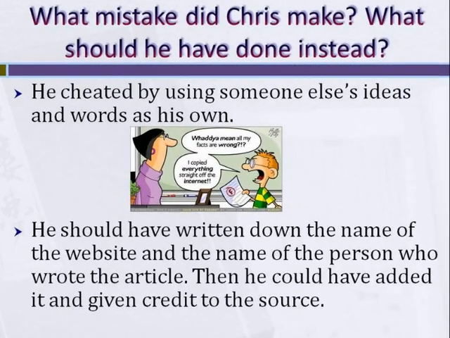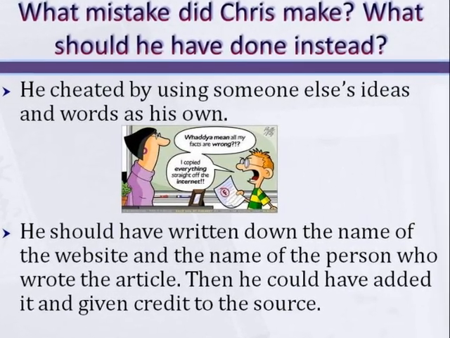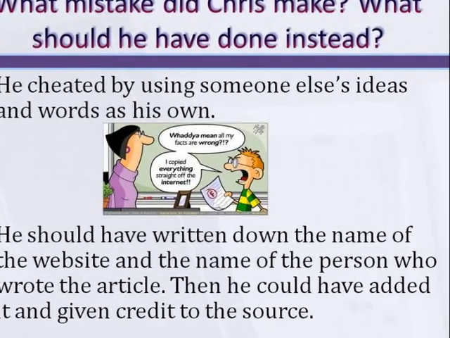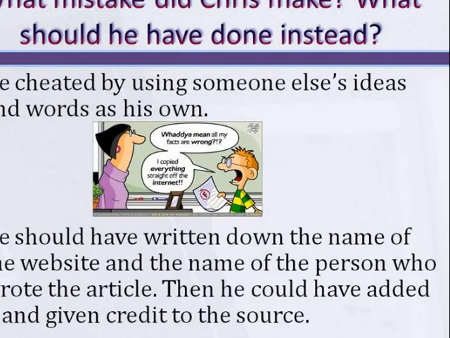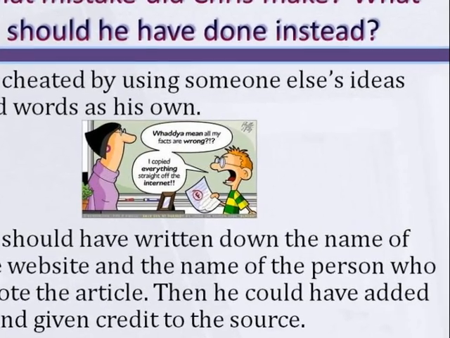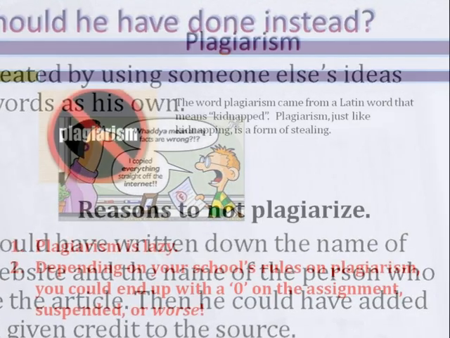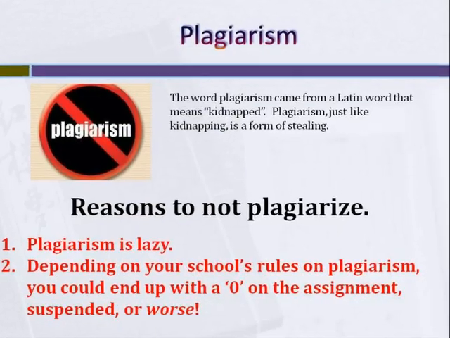He cheated by using someone else's ideas and words as his own. What should he have done instead? He should have written down the name of the website and the name of the person who wrote the article. Then he could have added it and given credit to the source. This is an example of a citation. What Chris did is called plagiarism.